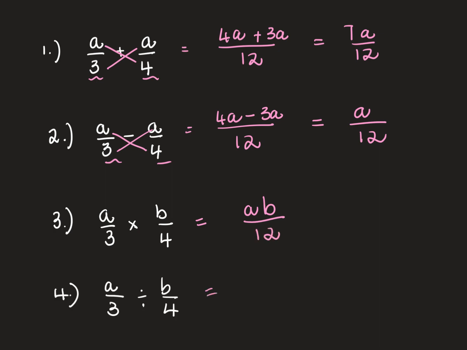Next one here, I'm dividing fractions. So what do I do? I keep the first one the same. I change the divide to times, and then I flip that second one. And then I just multiply. A times 4, 4 times a, 4a. 3 times b, 3b.